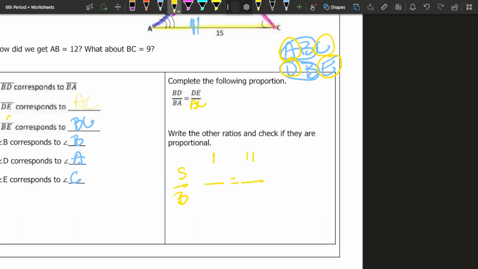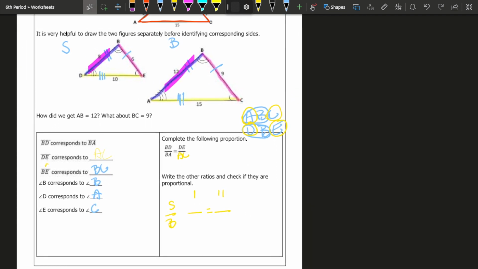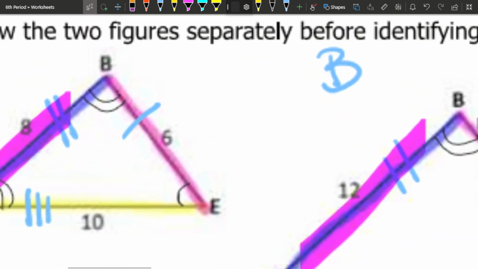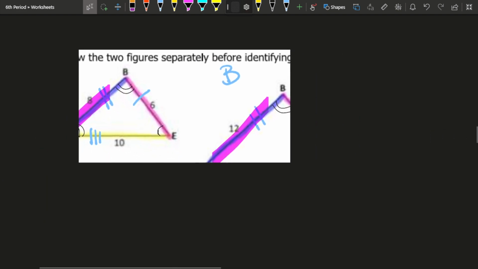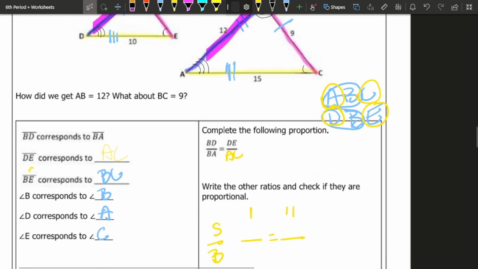You can even make the box if you want to. So now, I'm going to look at the small one with 1 tick mark. What number is that? 6. You're going to put that number there. Small one, 1 tick mark is 6.